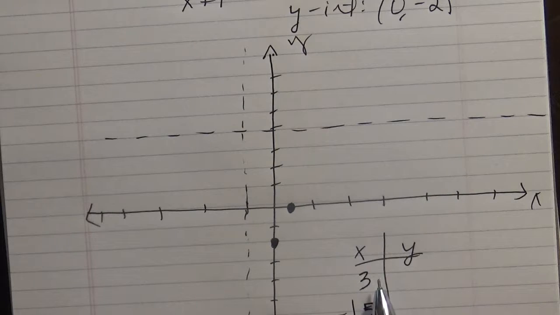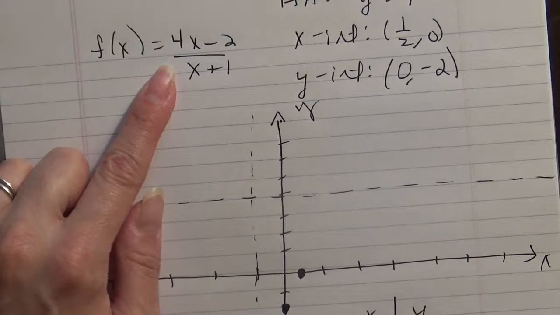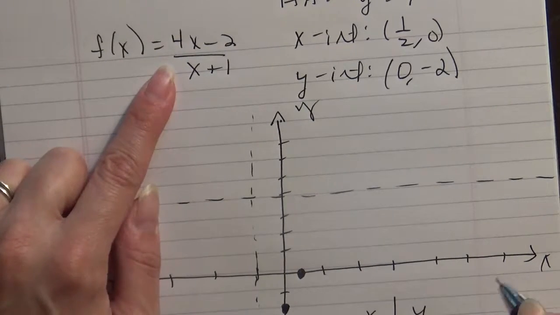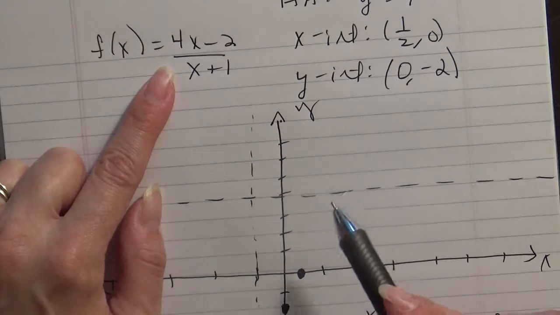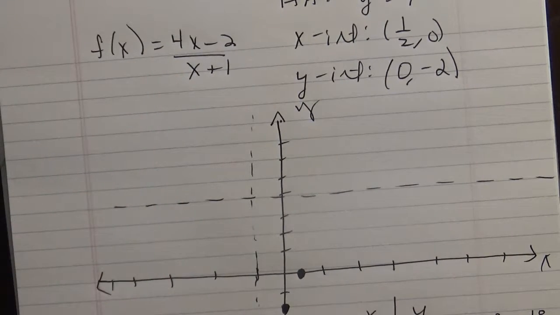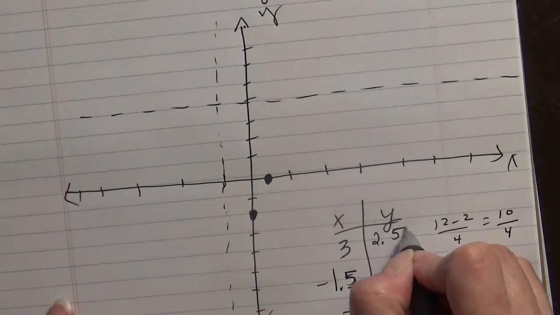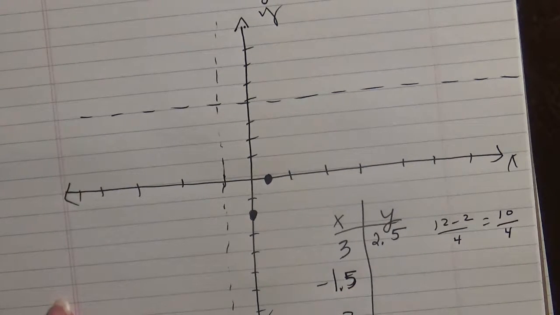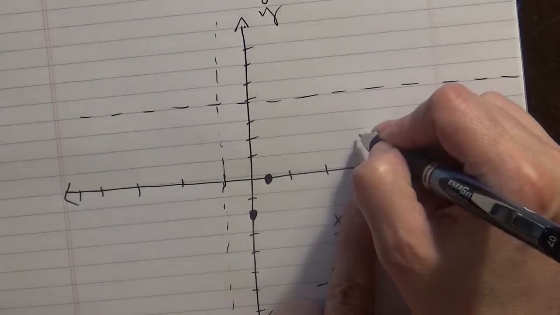Alright, so if I put in 3 for x, going back up, here's my function. If I put in 3 for x, what does that give me? That's going to give me (12 minus 2) over 4. So 10/4. Is that right? 4 times 3 is 12, minus 2 is 10. And 3 plus 1 is 4. 10/4, so that would be 2.5. So I've got (3, 2.5) on my graph. Where's that going to put me? 1, 2, 3 on the x and go up 2.5 on the y.